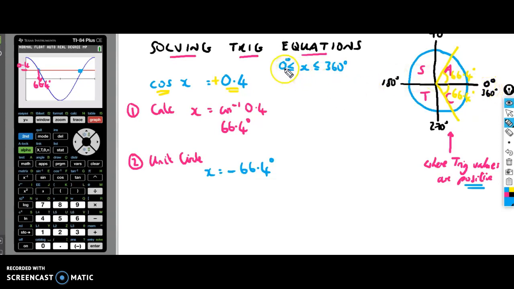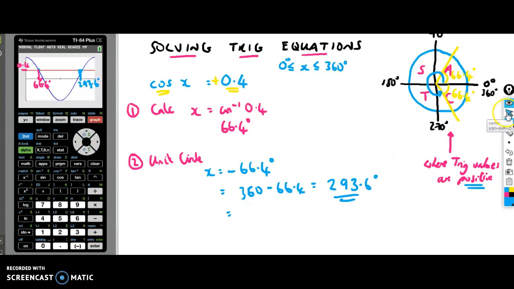But it actually only asks us between 0 and 360. So we need to find this angle coming all the way around to here. Well, that value for x is the same as 360 take away the 66.4. If we do 360 take away 66.4, we get 293.6. Doing it in my head, hopefully that's correct. And hopefully this value here comes down here and is 293.6 degrees.